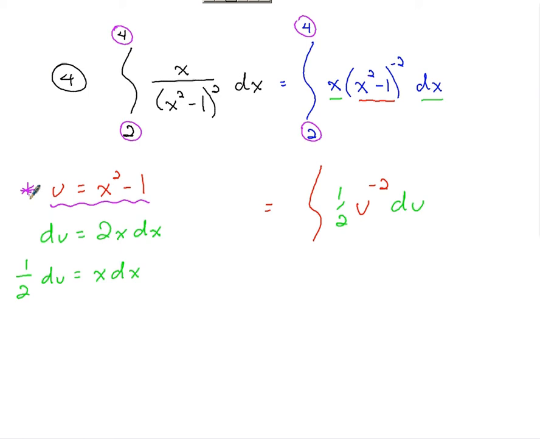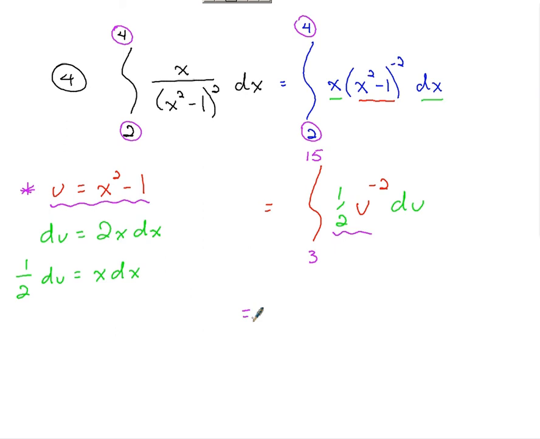So take 2, plug in, 2 squared, 4, minus 1, 3. Interval on my new problem starts at 3. Take 4, plug in, 4 squared, 16, minus 1, 15. For my new problem, the interval ends at 15. Now everything, including the interval, is in terms of u. Meaning if you take the antiderivative of this, apply your interval, you're going to have your answer.